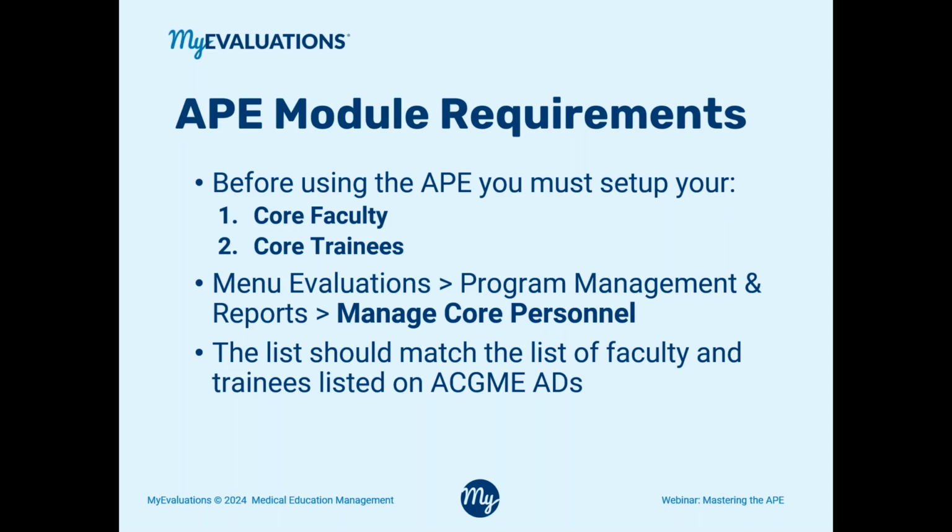And because of that, the system does not automatically display all the residents and all the faculty in the APE module. So it's very important that you go through a process of actually identifying those core personnel before you start the entire process. If you don't do that, you're going to have a problem of having a lot of extraneous data load up into the system. So it's really important that you follow that one key process before you go in.